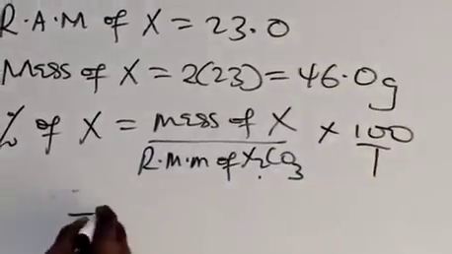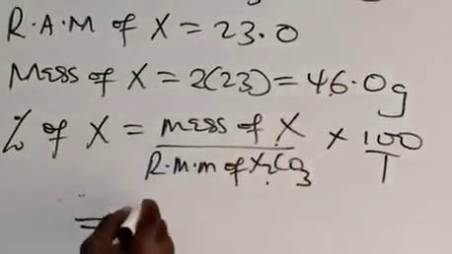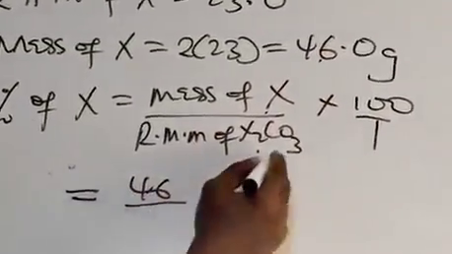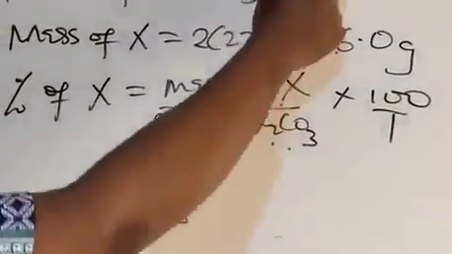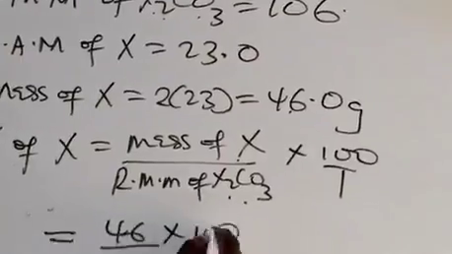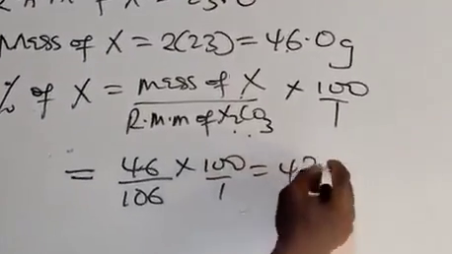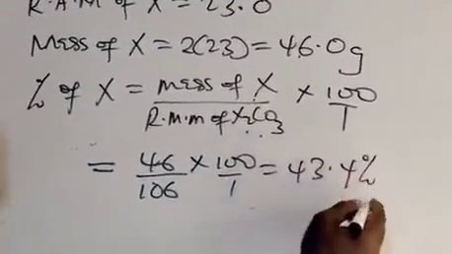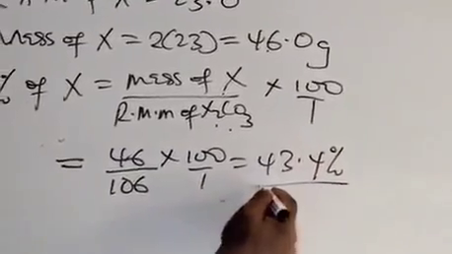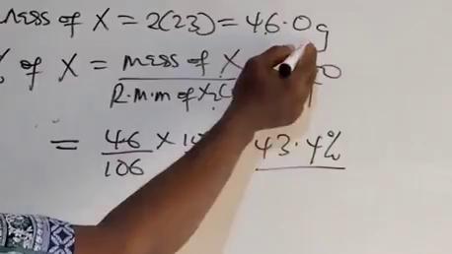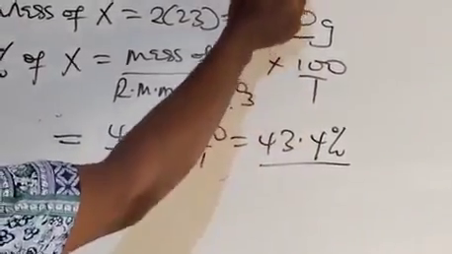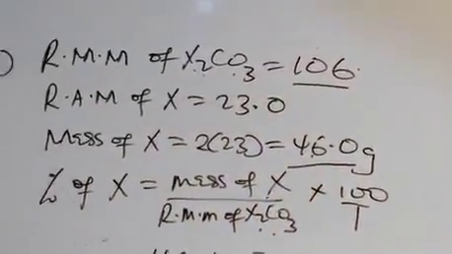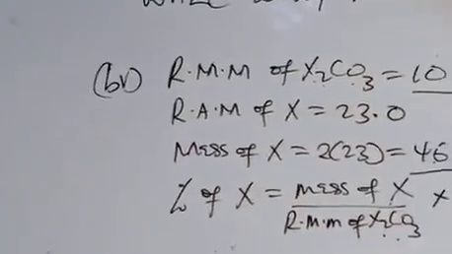Making a substitution, the mass of S is 46, the molecular mass of the compound is 106, then times 100. And that gives us 43.4% to 3SF. So check your answers. Whenever I put equal to, what accompanies the equal to is 3SF. So go through the work in a jiffy, and go to the next question.